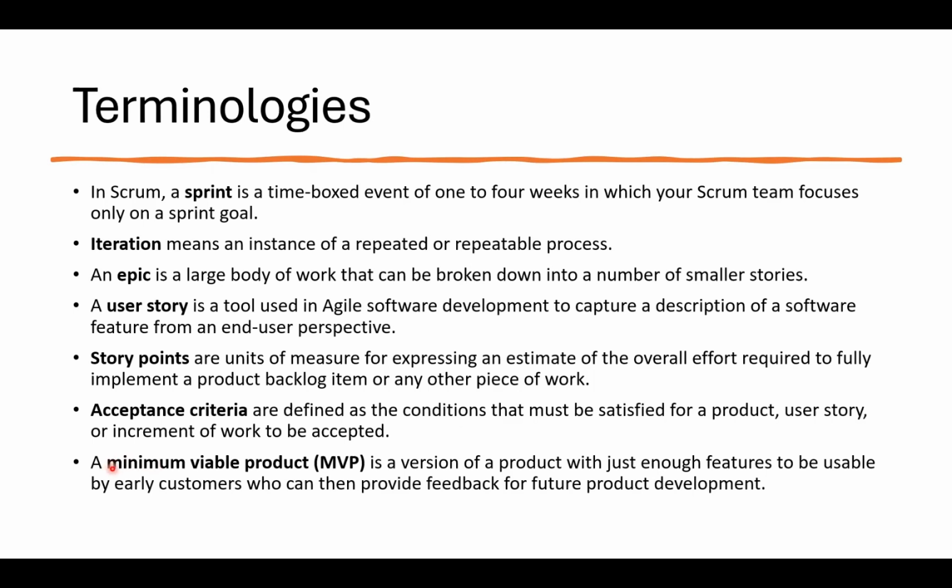Then I like this very well. Minimum viable product. I like this. What this means is a version of the product with just enough features to be usable by your customers. They can now provide feedback for future product development. Everybody, think about waterfall. This stuff is going to be completed in 6 months. The first team are using waterfall. In 6 months, they come with everything that you plan to do from January. They submit it in July.